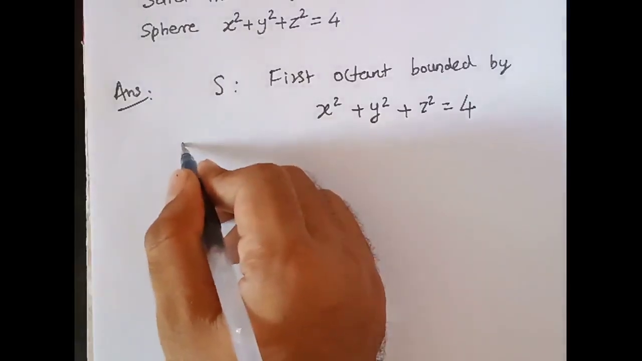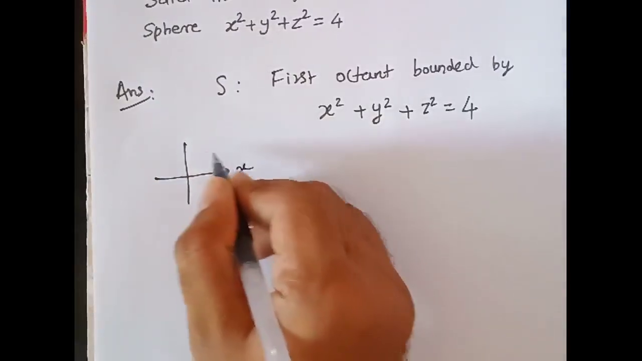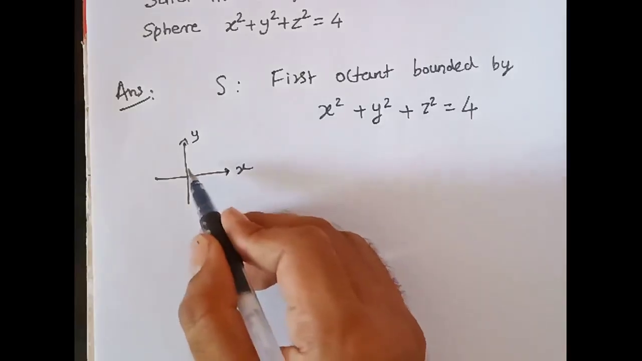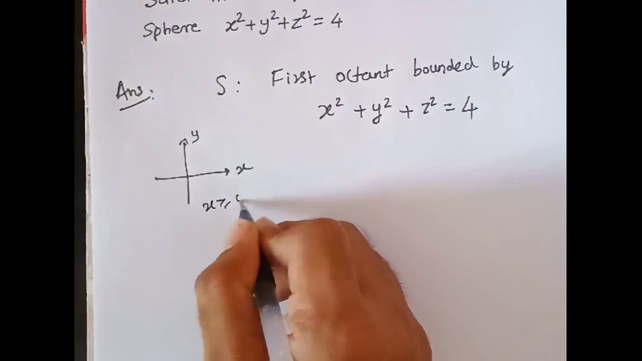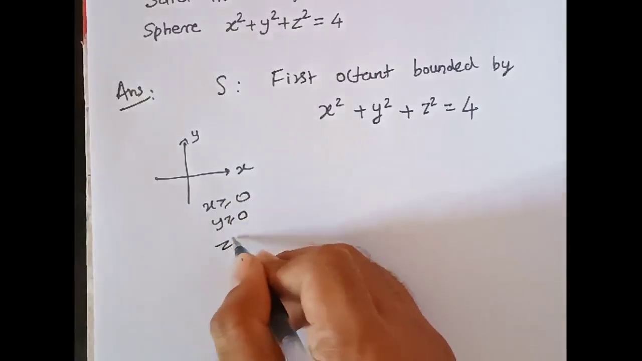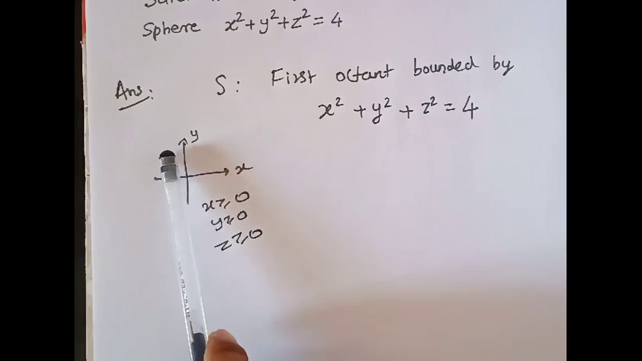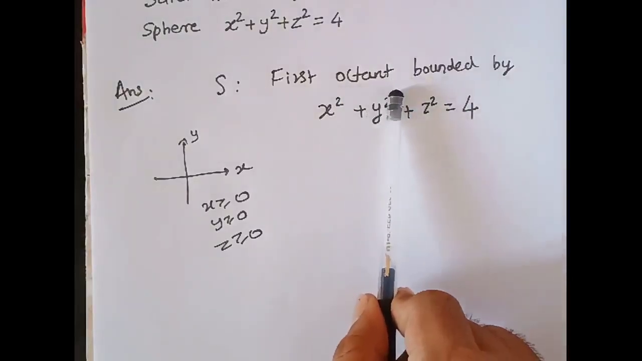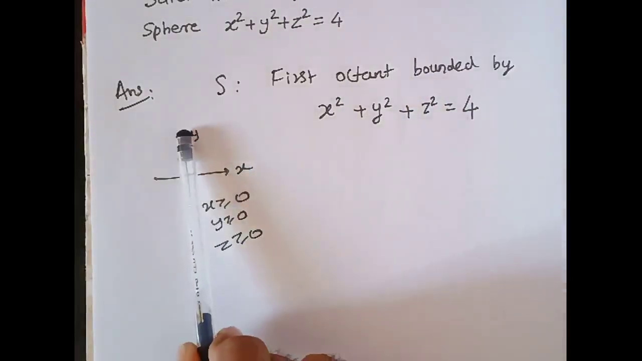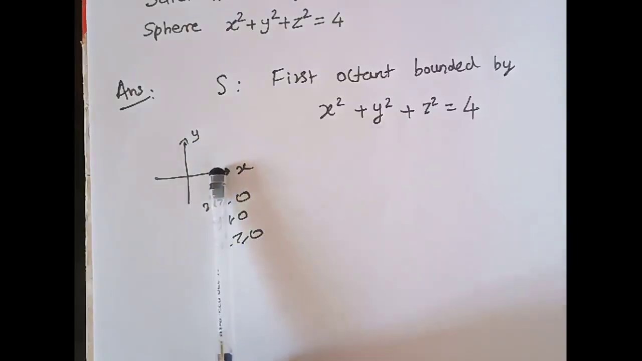So that means the first octant means x greater than 0, y greater than 0, and z greater than 0. If you see here, the xy plane will divide the region into parts: above the xy plane 4 and below the xy plane 4 parts. So in total there are 8 parts. That's why it is called an octant, and the first octant means the first piece.